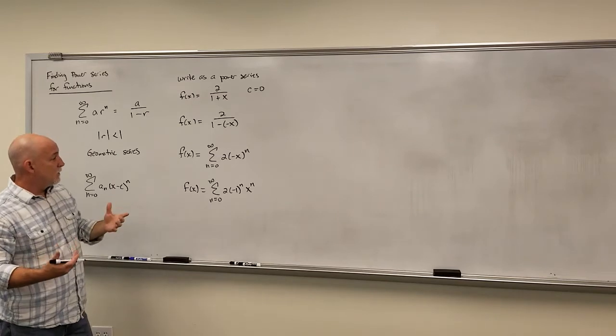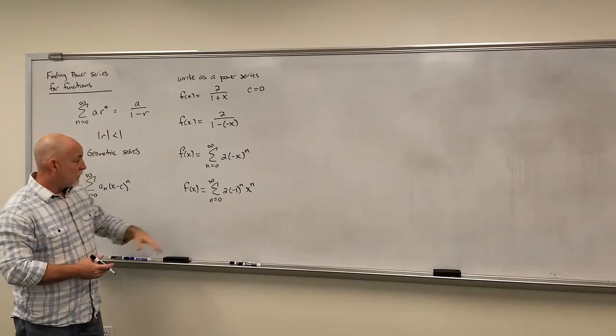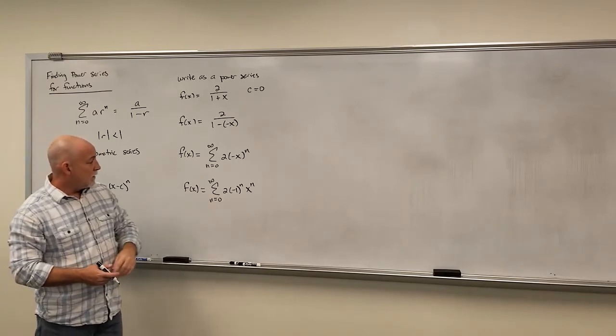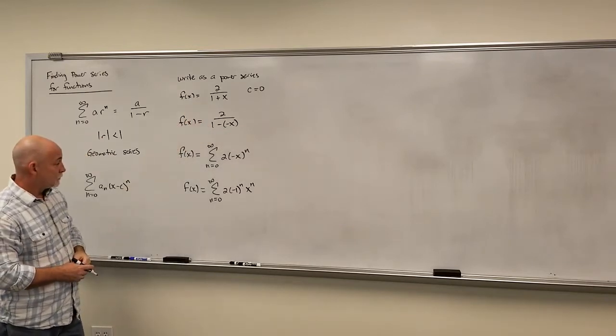Now, since it's in geometric form, we can figure out where this is going to converge or diverge for what values of x, right? Because the absolute value of our r has to fall between negative 1 and 1.